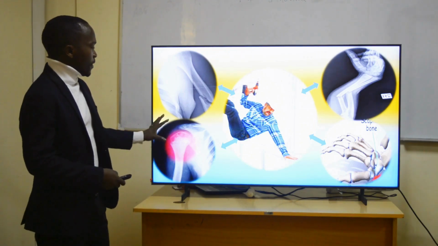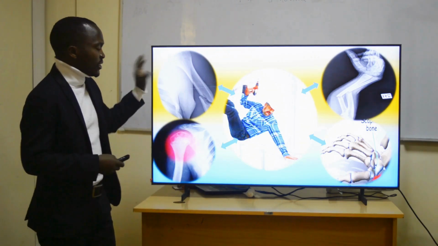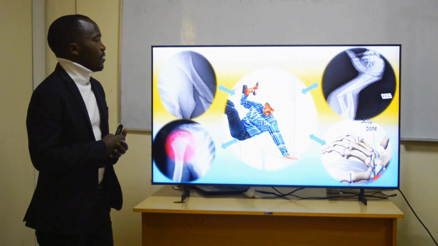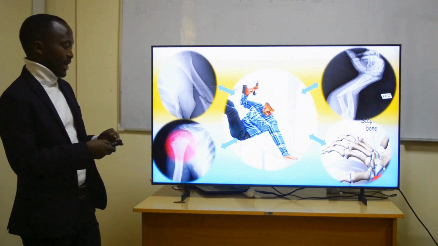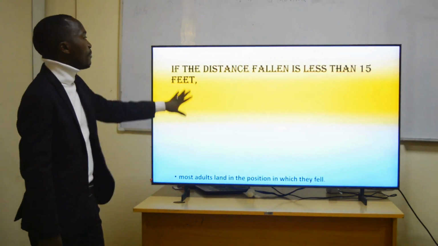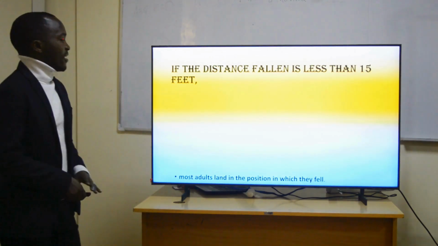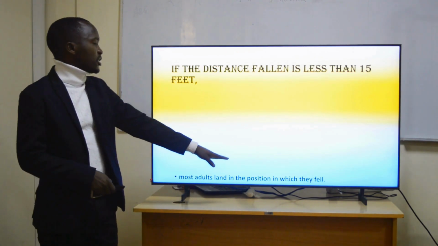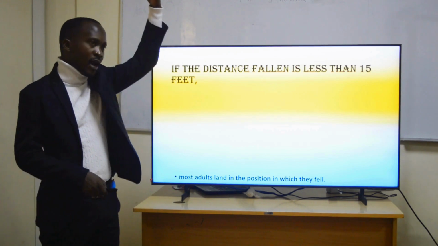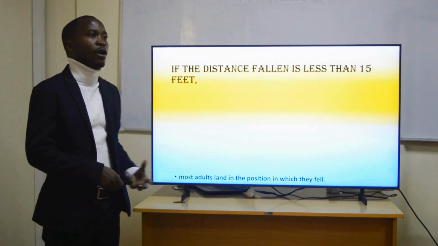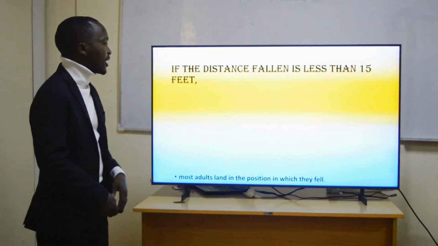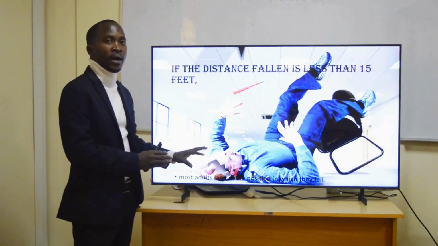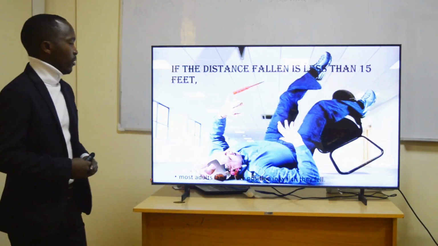Okay, so one thing that we said, if they fall 15 feet, what happens if it is less than that? Most of the time when that happens, you realize that these patients land in the position in which they fall. So if they come down head first, mostly that's how they land. And for predictable injury in this, you assess based on the impact that they fall in.